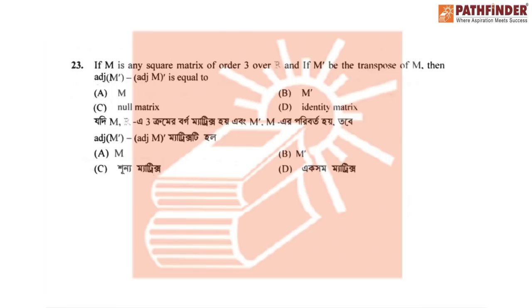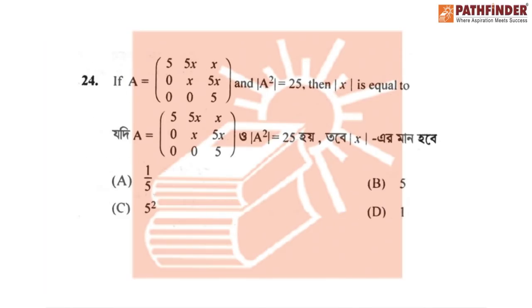Now move to the next, which is 23. If M is any square matrix of order 3 over R, and if M dash is the transpose of M, then adjoint of M transpose minus adjoint of M whole transpose is equal to. Now we know that it is a property: adjoint of M transpose is equal to adjoint of M whole transpose. That means if we subtract it, finally we will get 0. So null matrix, option C.